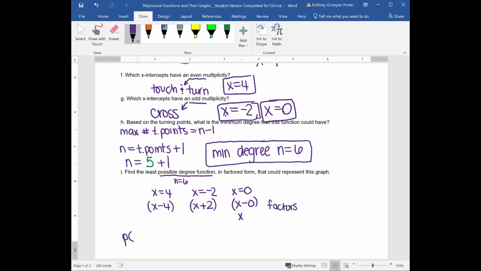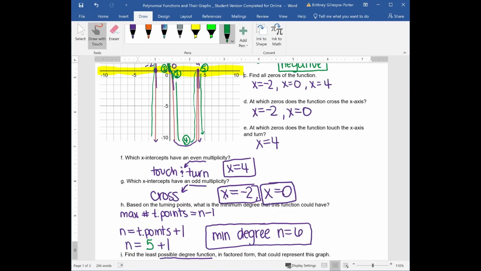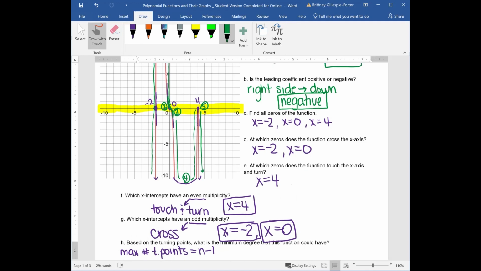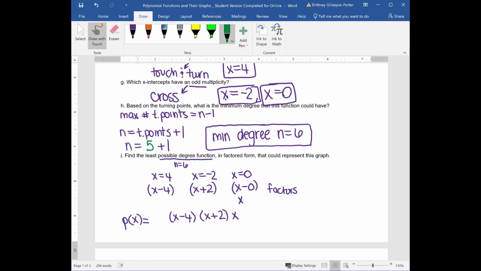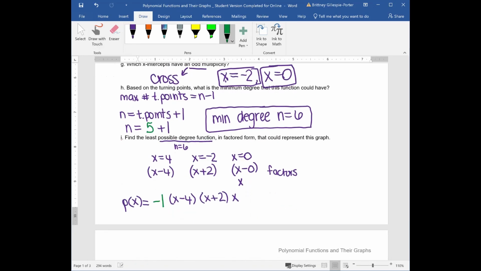I'm going to name my function p of x since he's a polynomial. We have x minus 4, x plus 2, and then x minus 0, or x. Couple of things. We said way back in part B, scrolling up a little bit, that our leading coefficient was negative. Since we're going for the minimum, we are going to do -1 out front. Again, that is because of our negative leading coefficient.